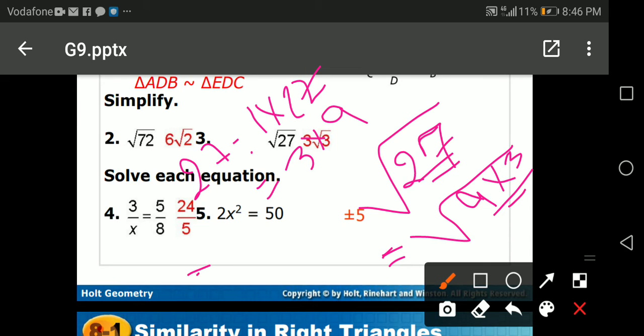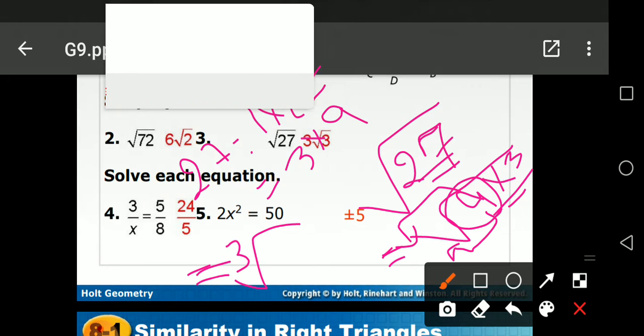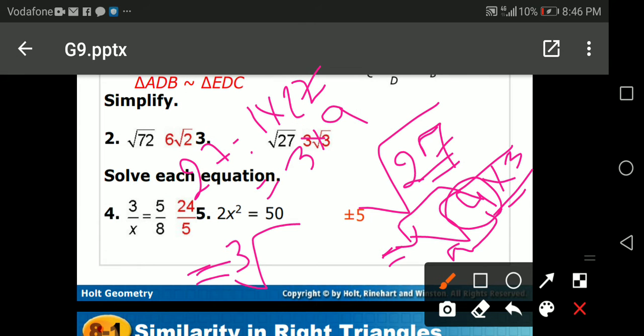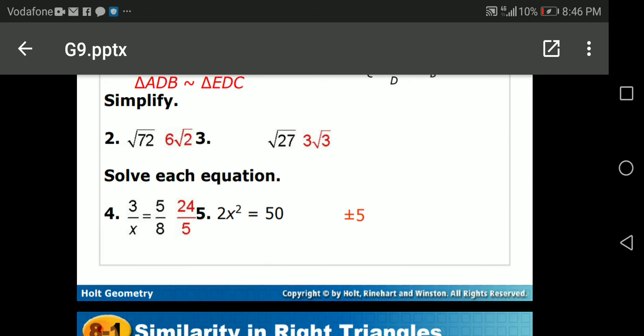I can take out 9 from the square root. 9 is 3 times 3, so I will take 3 out. After solving it, it gives you just 3, and take it out here, and leave the other 3 under the square root. So this is the simplifying of this.